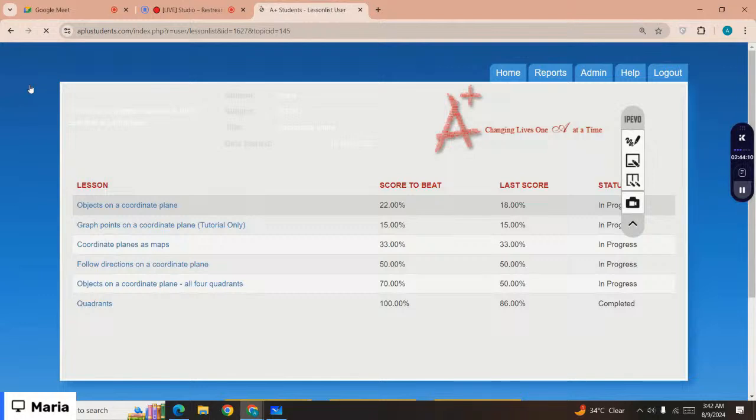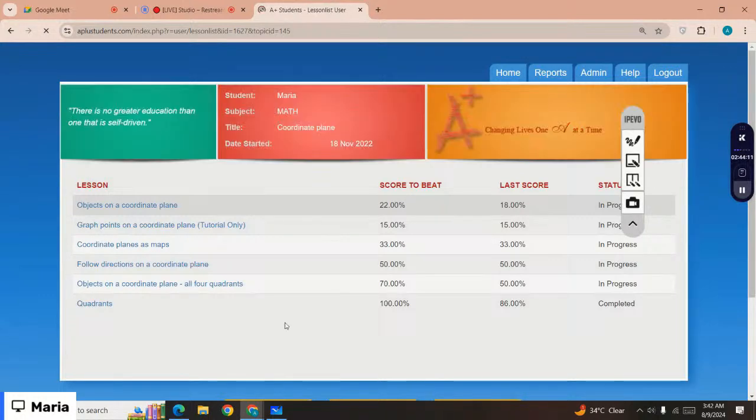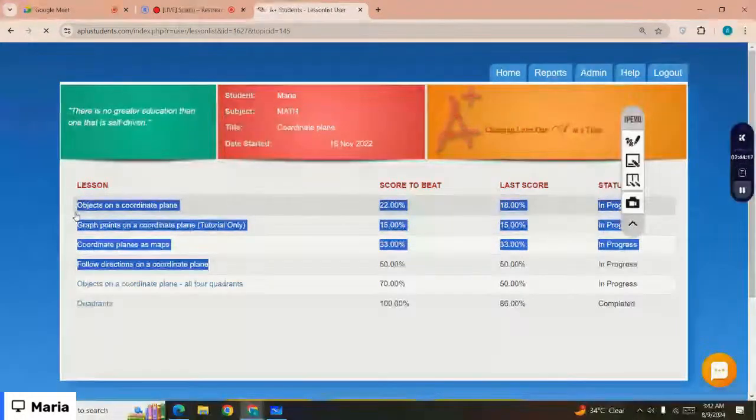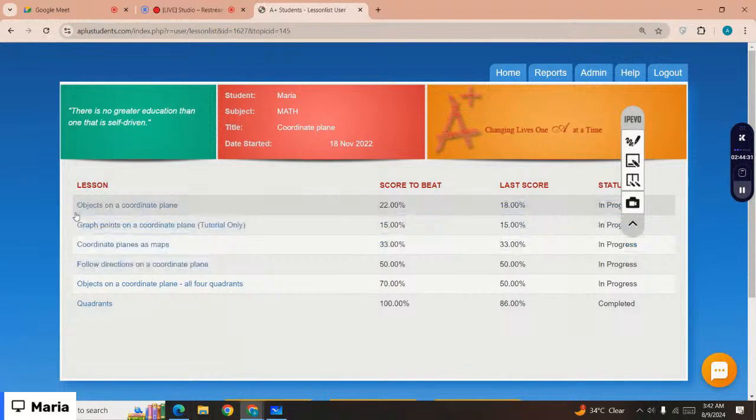Today we have covered objects on a graph, points on a coordinate plane, the coordinate plane as a map, and following directions on a coordinate plane. So please make sure that before the next session you complete all the practice questions for the lessons we just did. That is your homework until the next session, right?